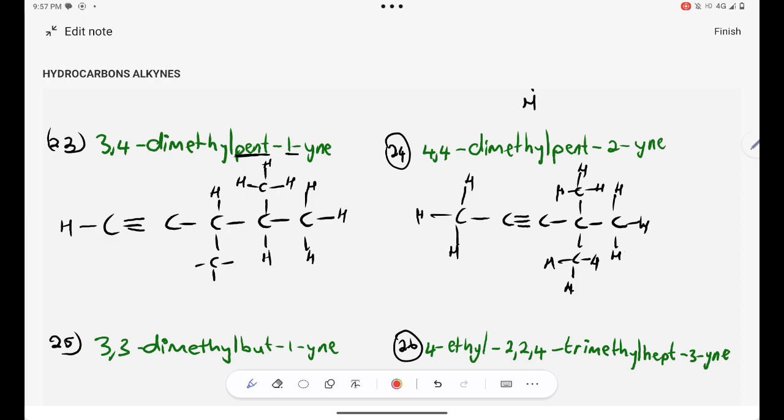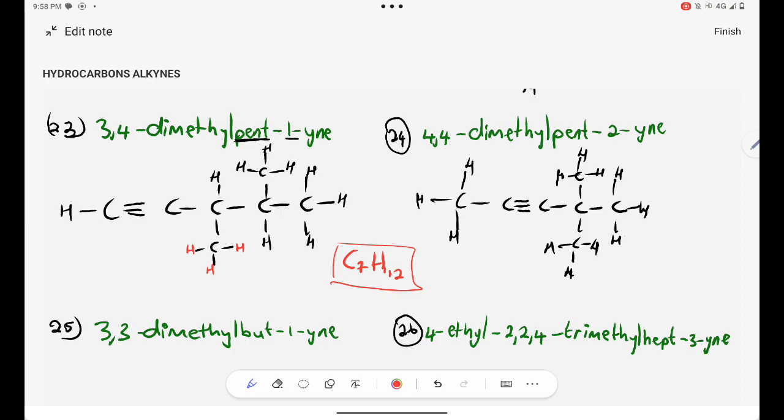Both of them have how many carbons? 1, 2, 3, 4, 5, 6. 1, 2, 3, 4, 5. Oh, yeah, both of them have 7 carbons, right? Both of them have 7 carbons, and the number of hydrogens has to be 12. Let me check. 1, 2, 3, 4, 5, 6, 7, 8, 9, 10, 11, 12. Yeah, they have the same molecular formula, but different structural formula. Are you together? Yeah, they are structural isomers of one another.